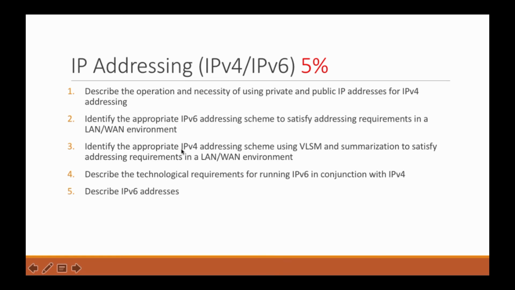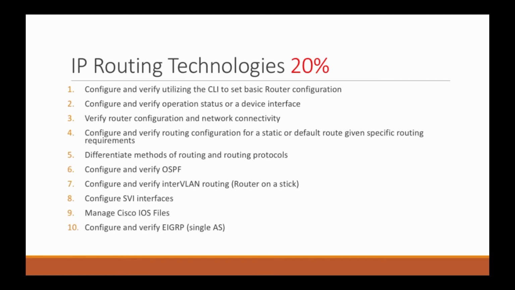Identify the appropriate IPv4 addressing scheme using VLSM and summarization to satisfy addressing requirements in a LAN or WAN environment. Describe the technological requirements for running IPv6 in conjunction with IPv4, and describe IPv6 addressing. Configure and verify utilizing the CLI to set basic router configuration, and the same for operation status or device interfaces. Verify router config and network connectivity.